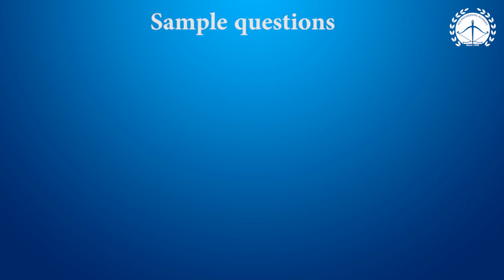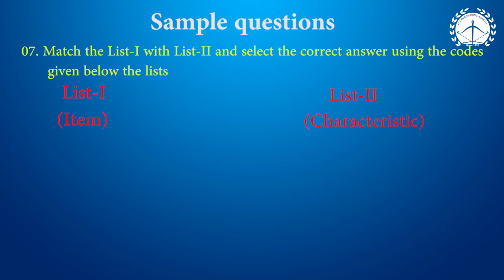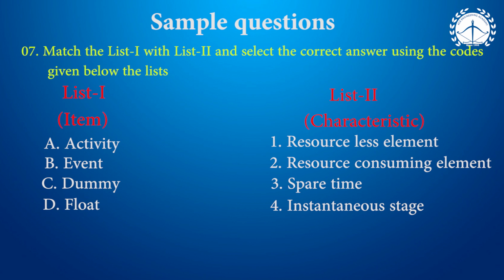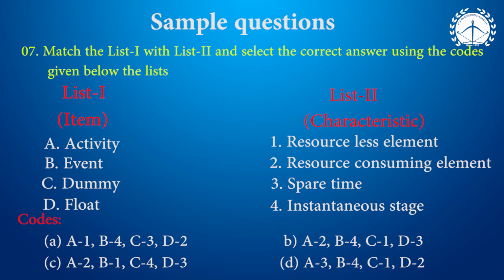And another question you can see, match the following. In list 1 some terms are given. In list 2 characteristics or explanations are given. The first term is activity. What is activity? It is a work element which consumes resources. The second term, event. It is just like a state. How do you answer this question? Based upon the network only.